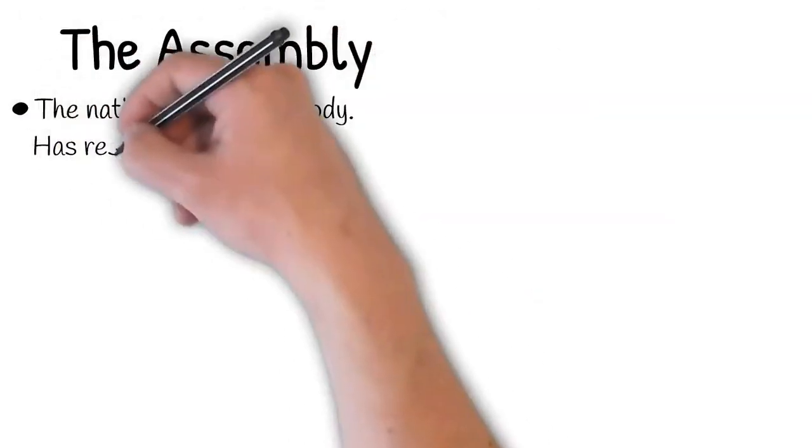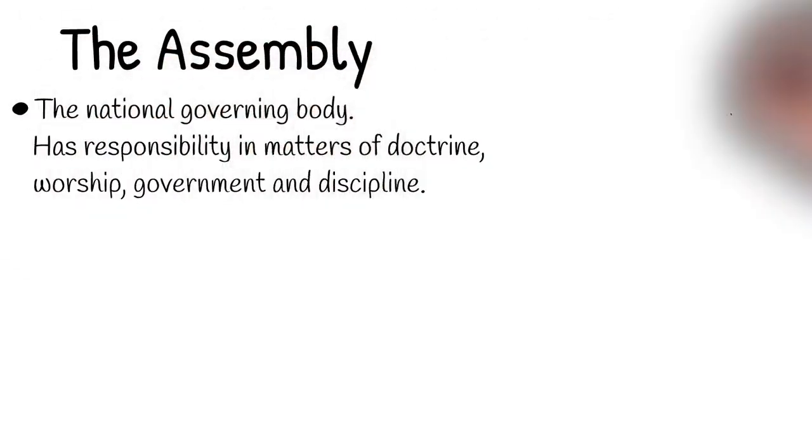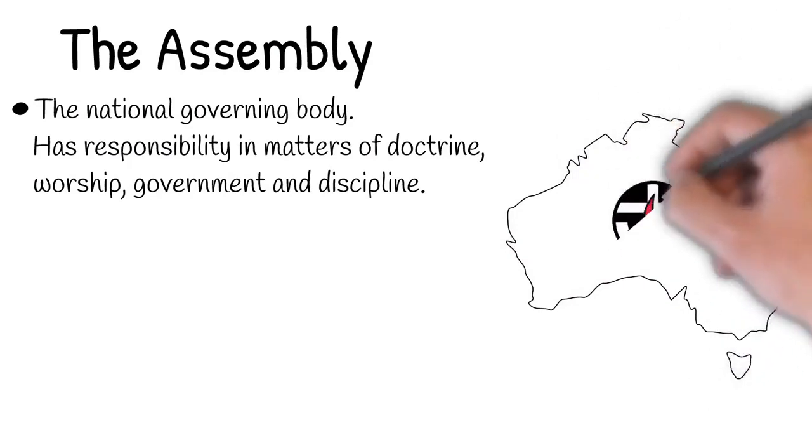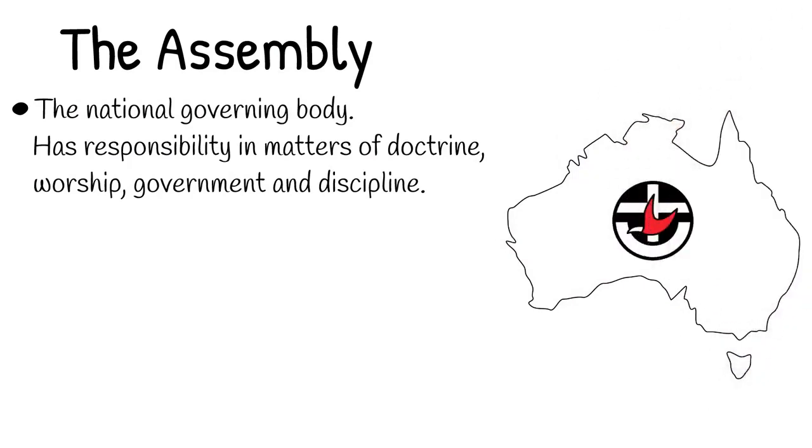Finally, if we zoom out to a national level, we have the Assembly. And the Assembly have responsibility in matters of doctrine, so that is, the faith of the church and what we believe. Matters of worship, so they come up with our services and guidelines around that. They're responsible for governance and also discipline.